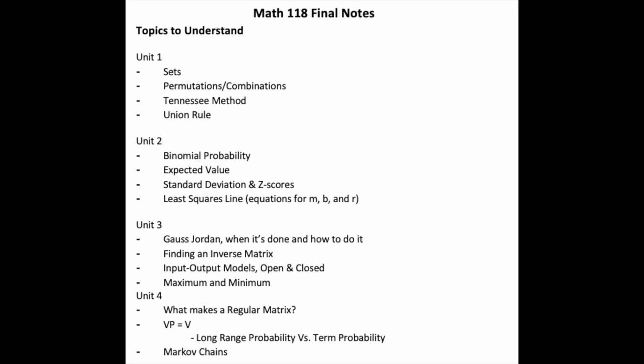Unit 4: you need to make sure you understand what makes a regular matrix, understand the equation VP equals V, how it ties into long-range probability versus term probability, and then Markov chains. I'll dive into that stuff super well. I know that's all new, so I talk a little bit more about that so that you can understand how that all works in this review. Okay, all right, so let's get going.